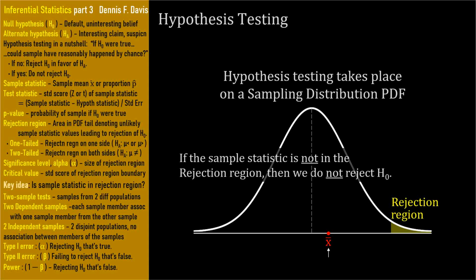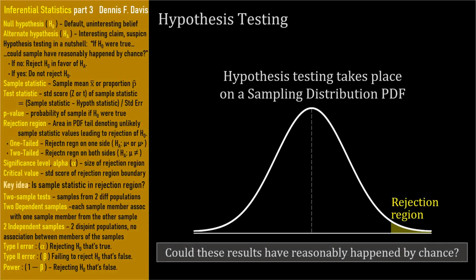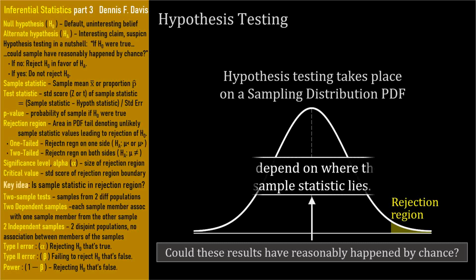Earlier, I said hypothesis testing answers a question. Could these results have reasonably happened by chance? And the answer depends on the sample statistic. If it's in the rejection region, then the answer is no. It couldn't have reasonably happened by chance. We conclude that the alternate hypothesis is a more reasonable inference than the null hypothesis.